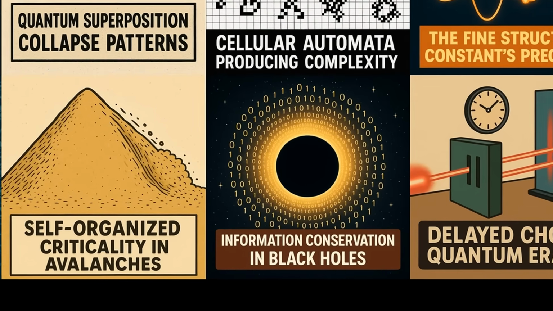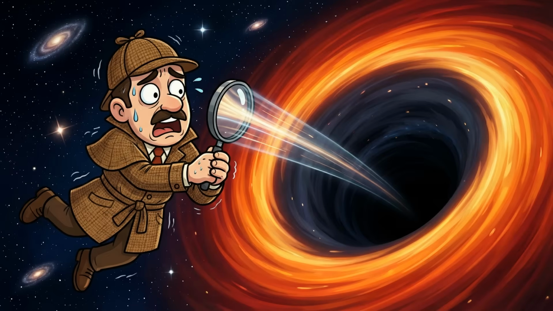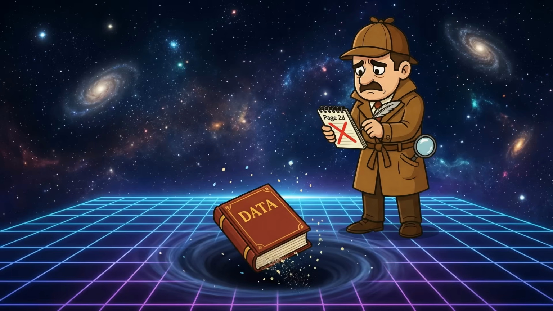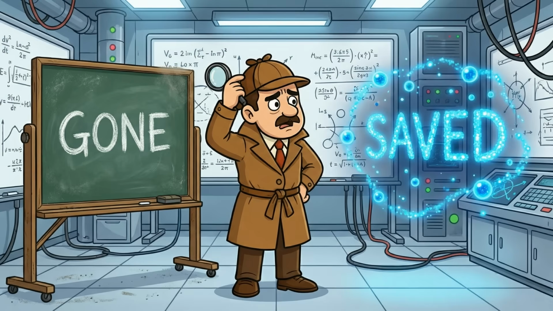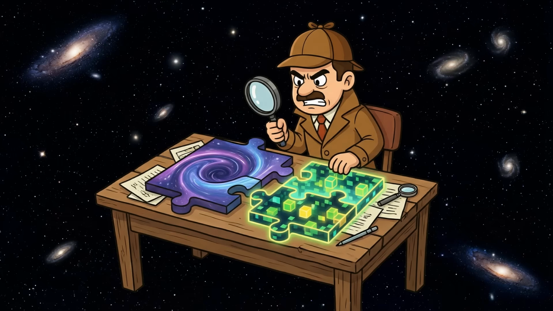Information conservation in black holes. Black holes are among the most extreme objects in the universe, regions where gravity is so strong that nothing, not even light, can escape. According to classical physics, anything falling into a black hole is gone forever, and all information about it is lost. But quantum mechanics demands information conservation. Physical information can't be destroyed, only transformed. This creates the black hole information paradox. Classical relativity says information is lost. Quantum mechanics says it can't be.